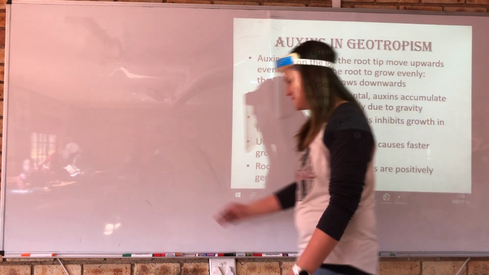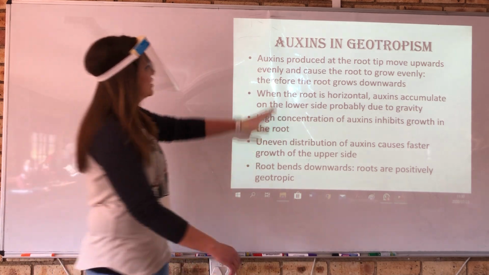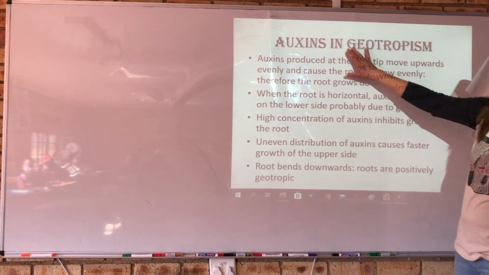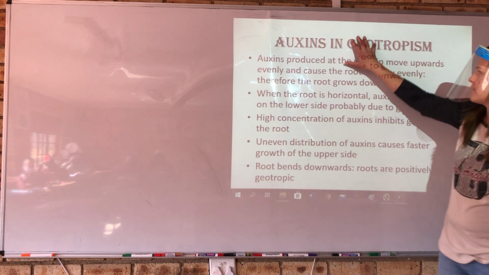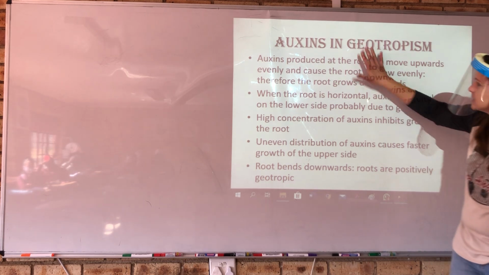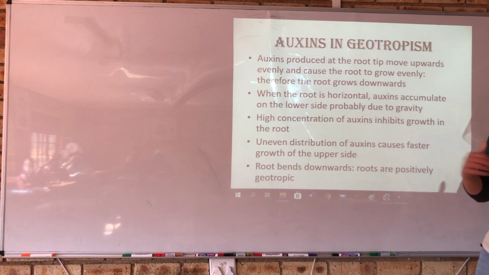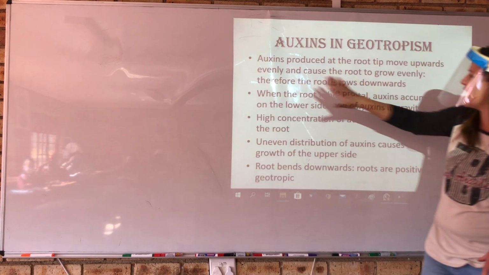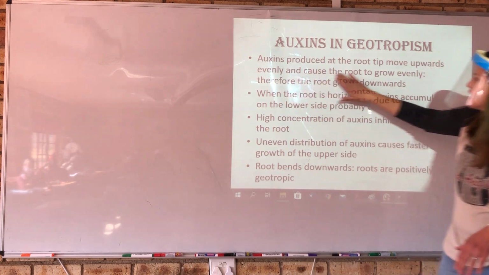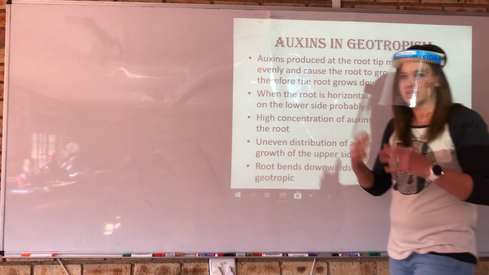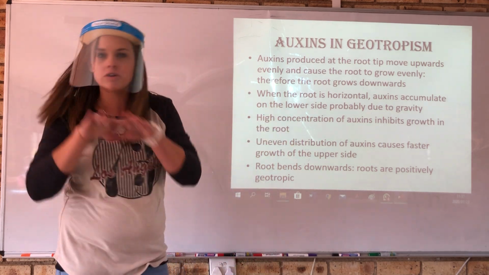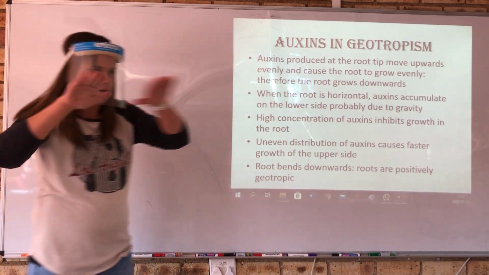We all, oh yeah. Right, so let's have a look at what auxins do in geotropism. Okay? So geo is talking about the gravitational pull of the Earth. Okay, so gravity. How does that impact a plant? Auxins are produced at our root tip and move upwards evenly and cause the root to grow down evenly. Okay, just like our shoot, it causes even distribution. When a root is horizontal, everybody understand that? Horizontal.